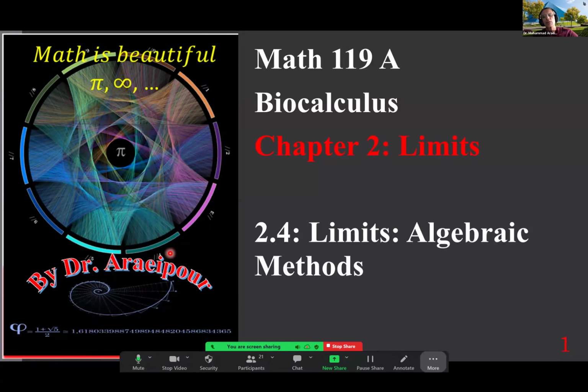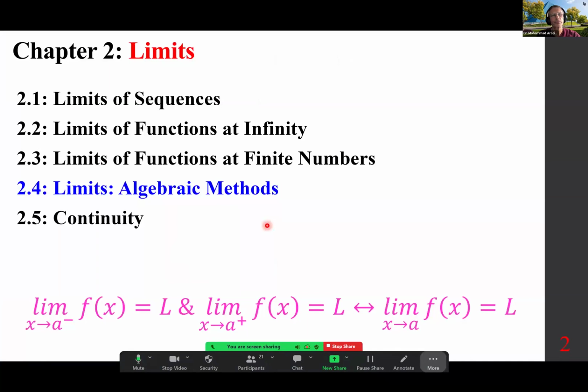Good afternoon, class. We are looking at 2.4, limits, algebraic methods. So we've looked at limits of sequences, limits of functions at infinity, limits of functions at finite numbers, and now limits, algebraic methods.